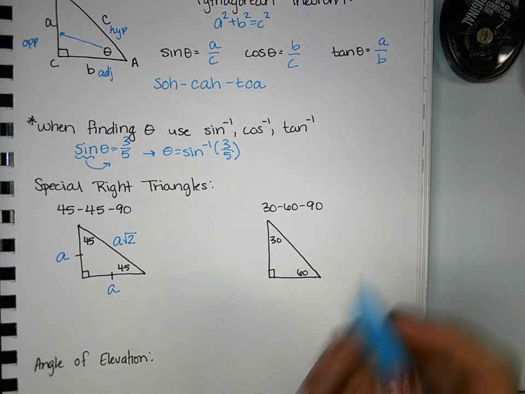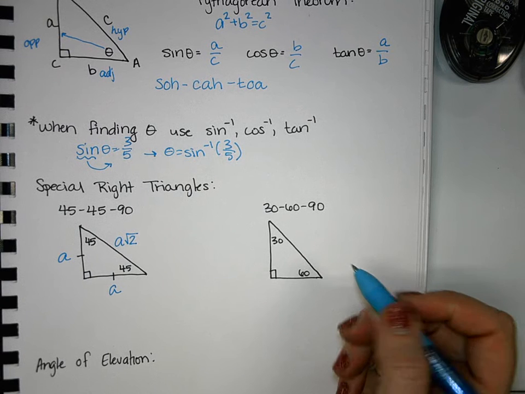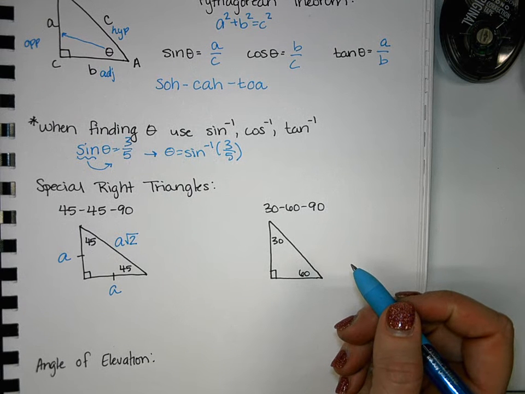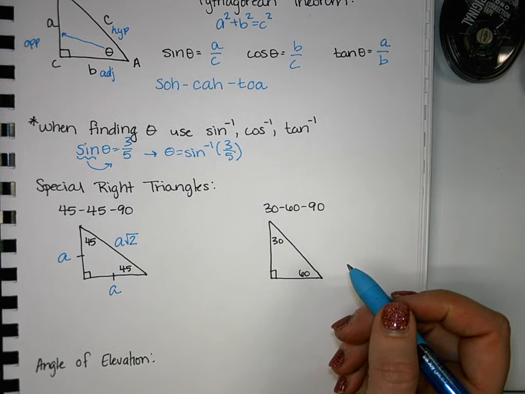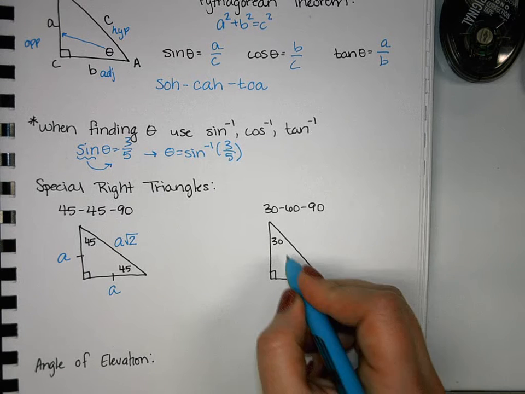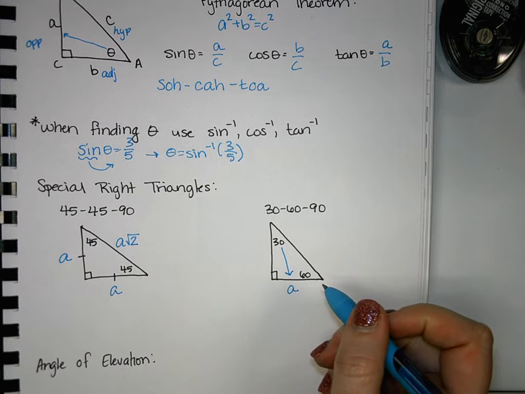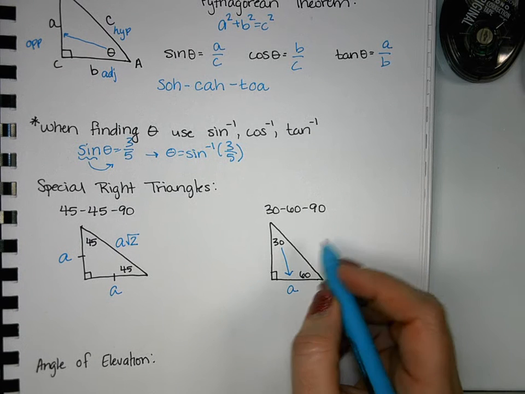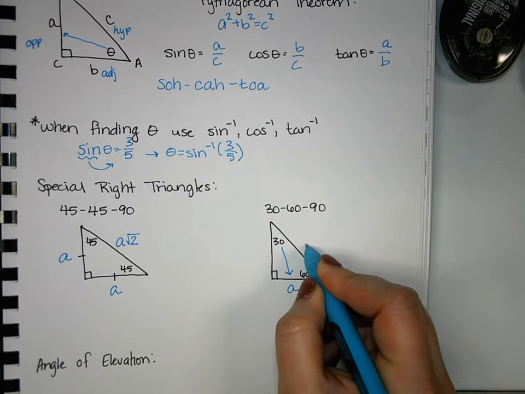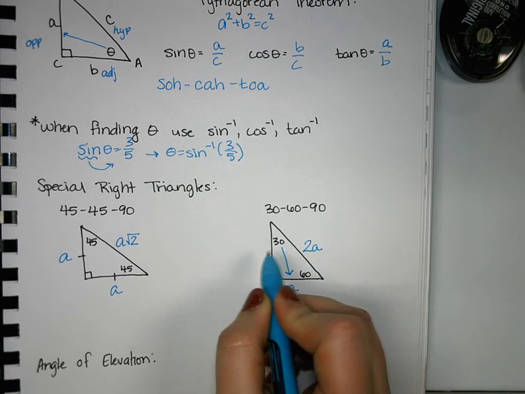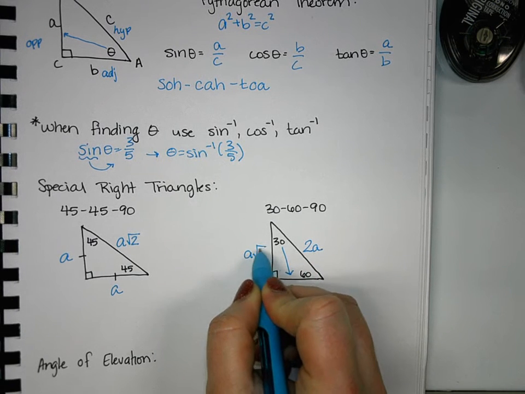Okay, what's the pattern for the 30, 60, 90? Where do I start though? Start across from 30, that's your A. Where does the 2A go? On the hypotenuse. The hypotenuse is 2A, and the other side is A root 3.